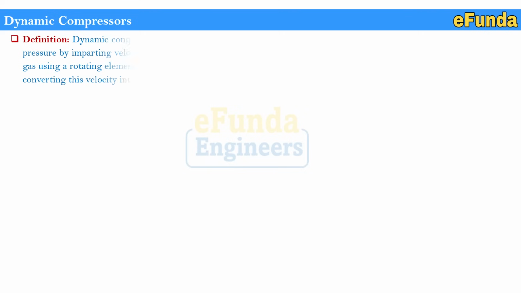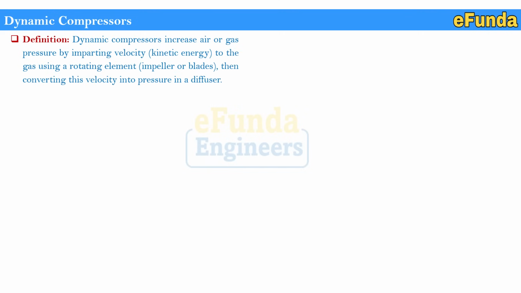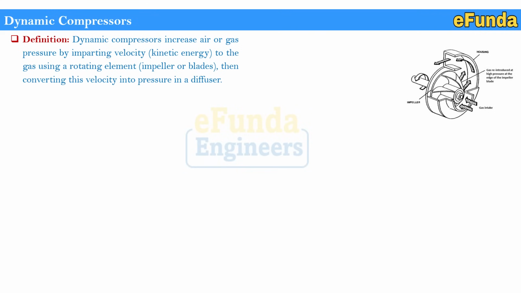Dynamic compressors definition: a dynamic compressor increases air or gas pressure by imparting velocity, that is kinetic energy, to the gas using a rotating element, using impeller or blades. One can refer to the picture where the impeller, housing and gas intake are shown. Then this velocity is converted into pressure in a diffuser. This is how the dynamic compressor works, or its defined working principle.